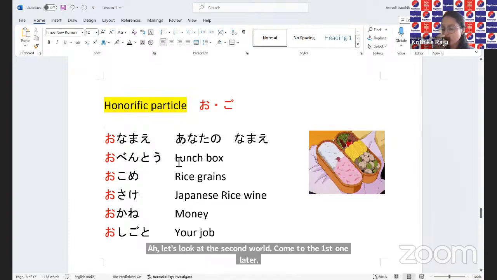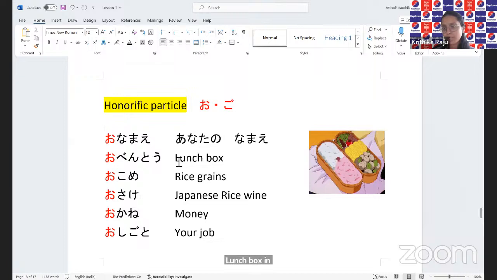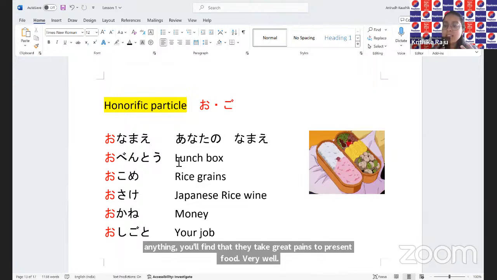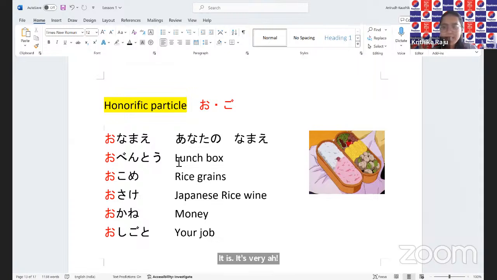Lunchbox in Japan is given a lot of importance. If you've been seeing any Japanese media like anime, you'll find that they take great pains to present food very well. It's very appealing that way to the person who's eating your food. They make an elaborate dish and then serve it in a way that is appealing to the person who eats. That's the love and the respect that they show to both the food and to the person who's going to eat it. So it's very important.